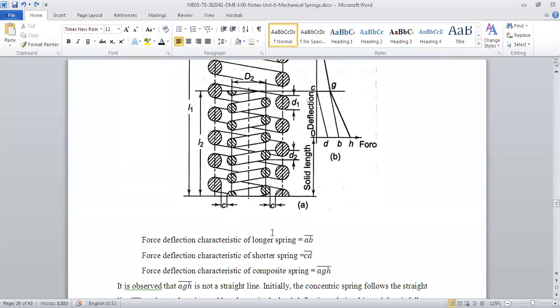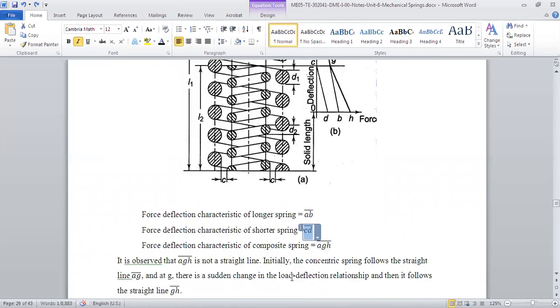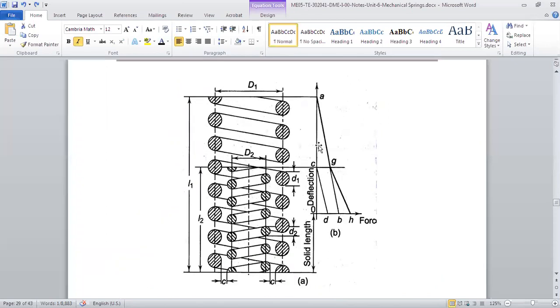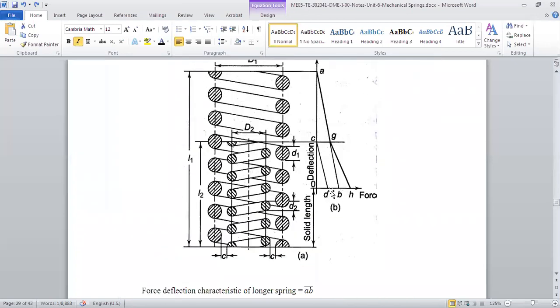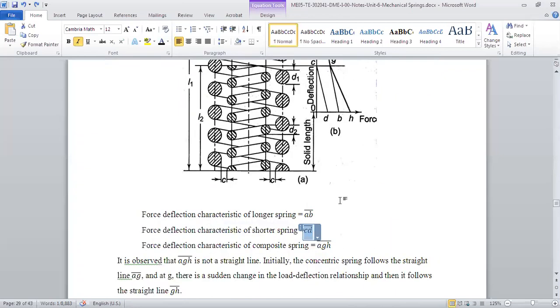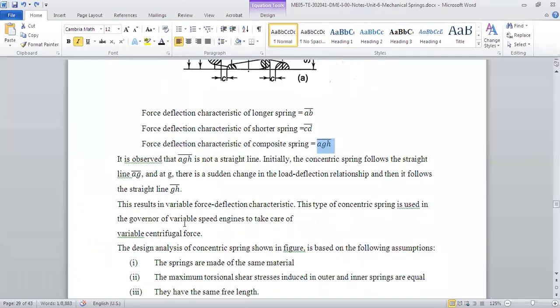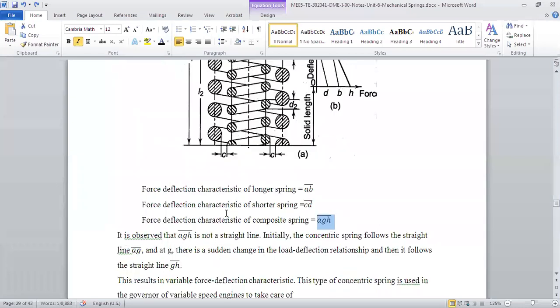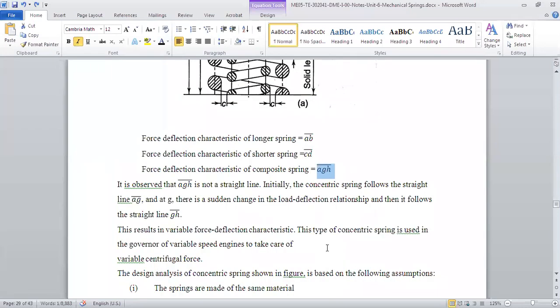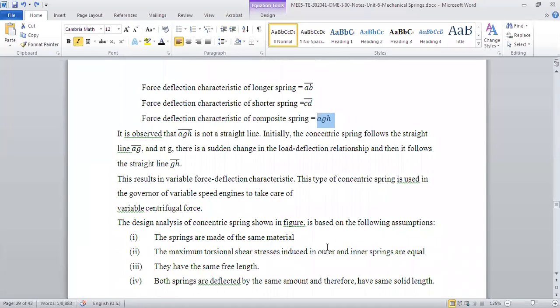Right? So for the force deflection characteristics, AB is for the longer spring, CD is for the shorter spring, and AGH is for the combination. We combine CD from G with AB, and we get the combination as AGH. So AGH is not a straight line; it has two slopes. This is how we calculate the deflection of a combination of concentric springs with different lengths.